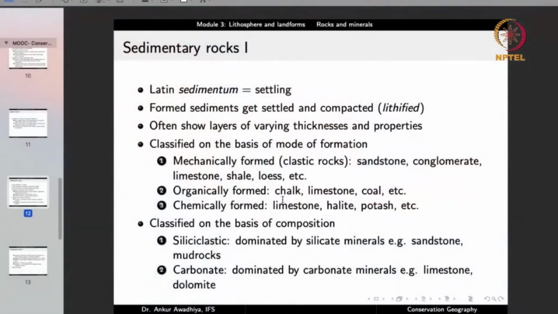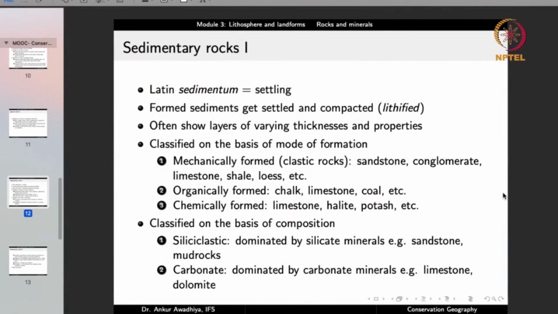So for instance, if you have a large area that is full of corals, now when the corals die, their exoskeleton remains, and now this exoskeleton is also getting pressed due to pressure. So in that case, if this exoskeleton gets converted into a rock later on, then we'll say that it is an organically formed rock or biologically formed rock. So good examples include things like chalk, limestone, coal, and so on.